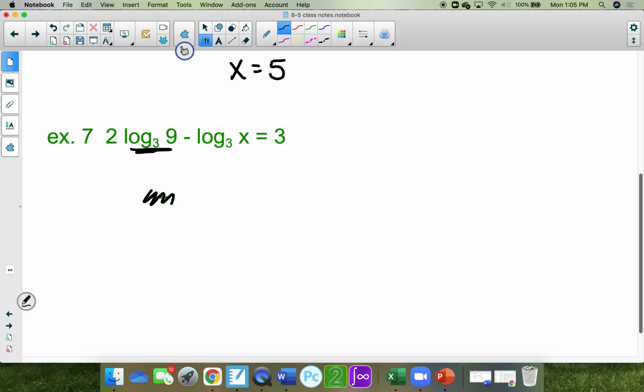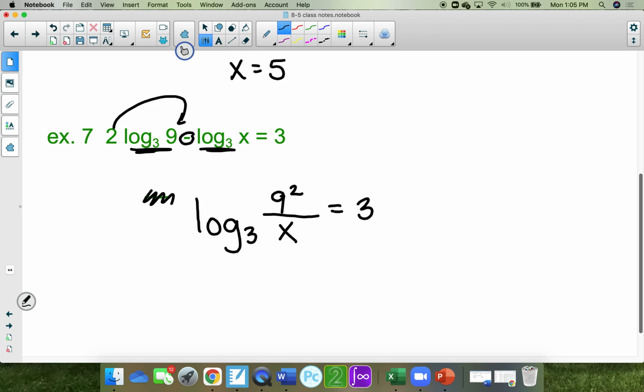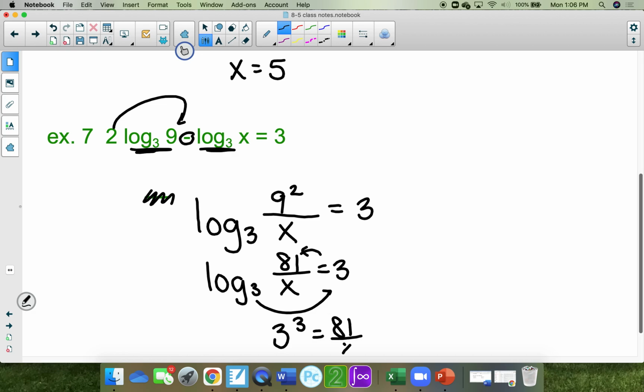You know you have a log of base 3, so you're going to write 1 log of base 3. And you know you have a negative sign, so you know you need a division sign. You know that there is a square above the 9, so 9 squared is here. And you know that there's an x in the denominator because there's a negative, it equals 3. Which is the same thing as the log of base 3 of 81 divided by x equals 3. And once it's in one log form, I'm going to do the loop around. 3 to the 3rd equals 81 over x.